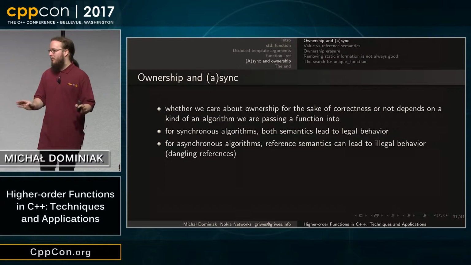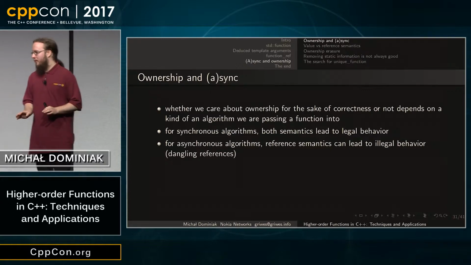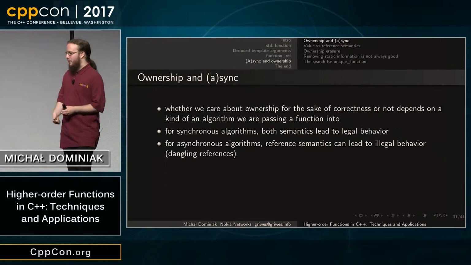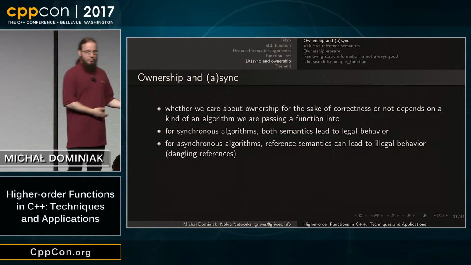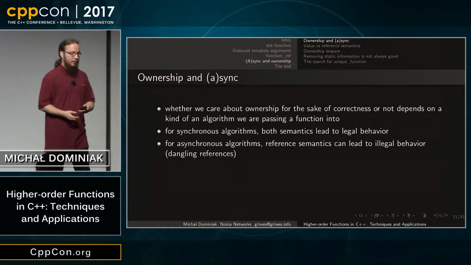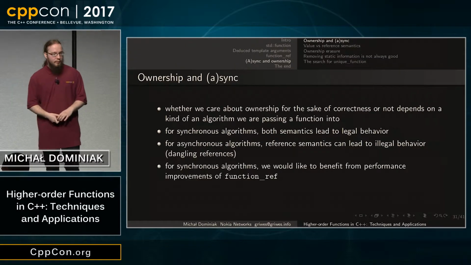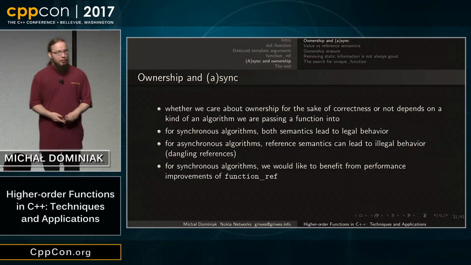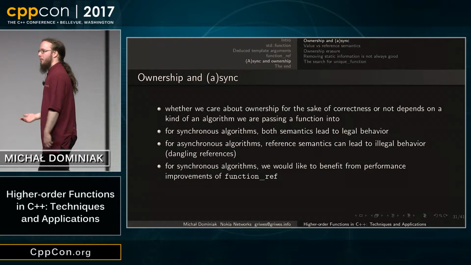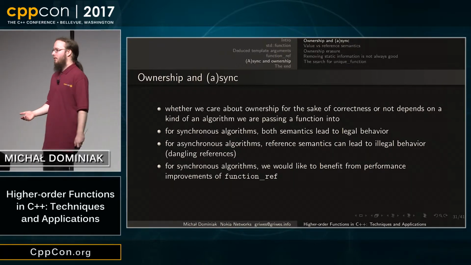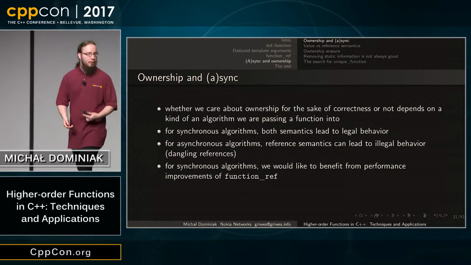We can pass by reference. It's cheaper. We allocate less memory. We don't have to copy stuff around, and so on and so forth. So for synchronous algorithms, we will generally want to benefit from the performance of function ref, right? There is no reason not to.